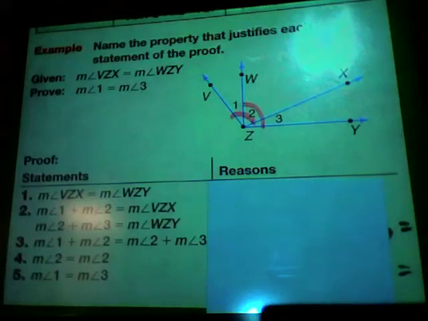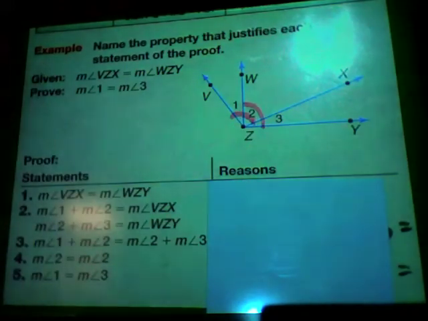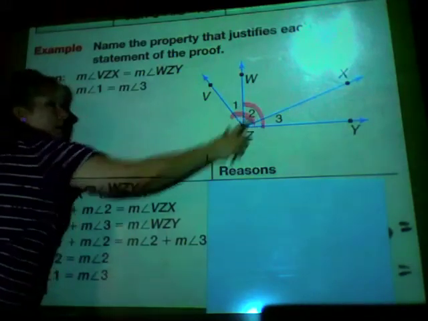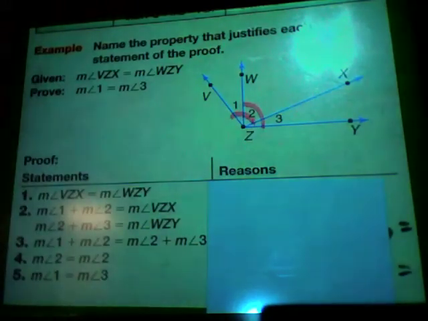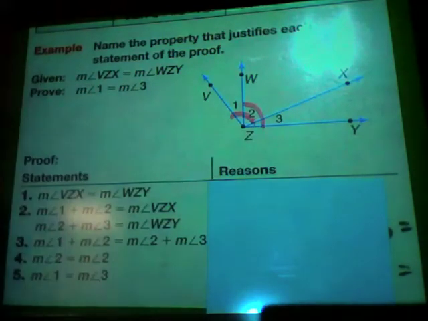All right, I want you to look at the given and what I did to the picture. You always want to take the given and apply it to your picture. So since they said that the measure of angle VZX is equal to the measure of angle WZY, what did I do? What did I put here? Arcs. I'm trying to tell my eyeballs that these two angles together, angle 1 and angle 2, make up VZX. And they are exactly equal to these two angles, angle 2 and 3, that make up WZY.